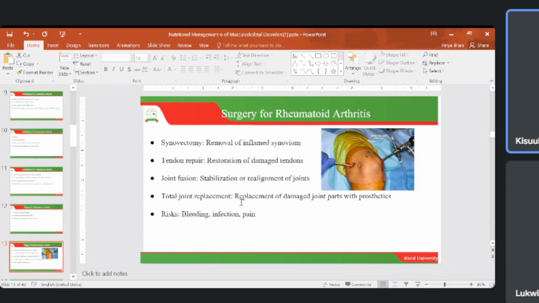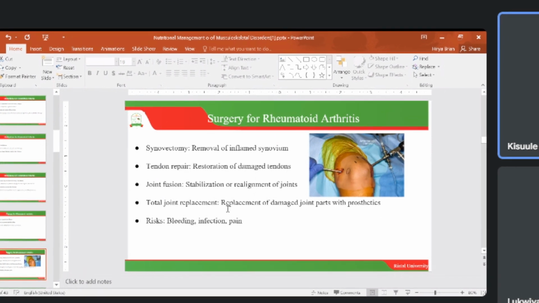Okay, and also when we talk of tendon repair, we are saying rheumatoid arthritis can cause damage to the tendons and the ligaments around the joints. So surgical repair or reconstruction of these structures really may be necessary to bring back the functionality of these particular joints.